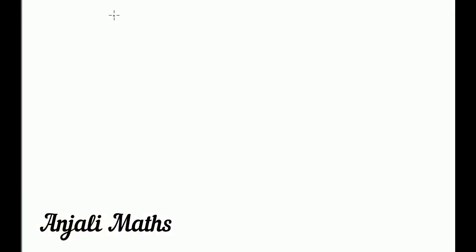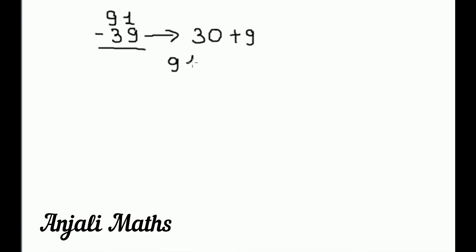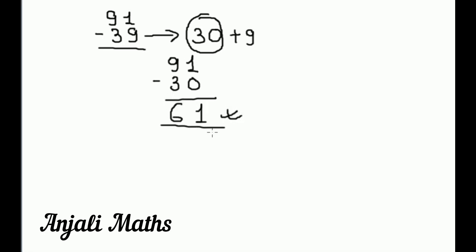Let's start today's video. First we will start with a small example. 91 minus 39. We can split this into 30 plus 9. Now we will do the subtraction 91 minus 30 first. So this is easy. 1 minus 0 is 1 and 9 minus 3 is 6. Here is 61. Now remaining is 9.